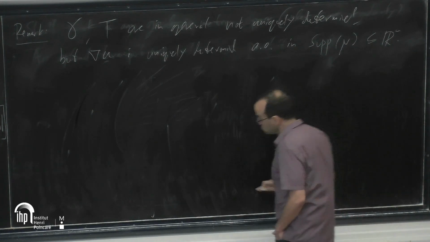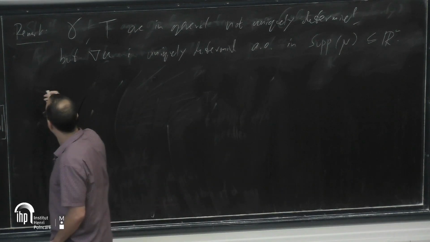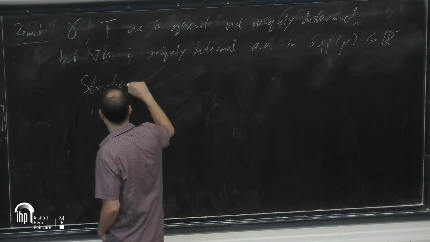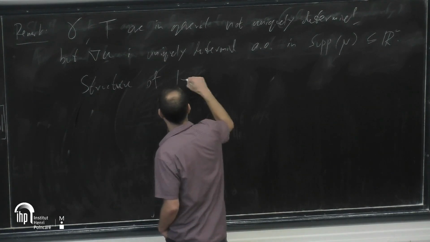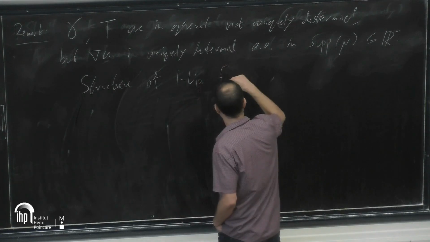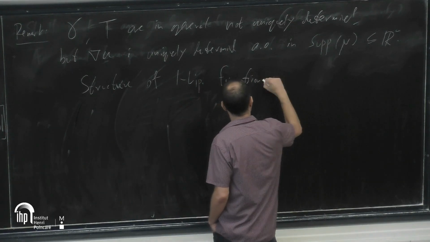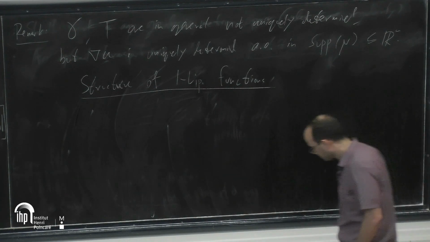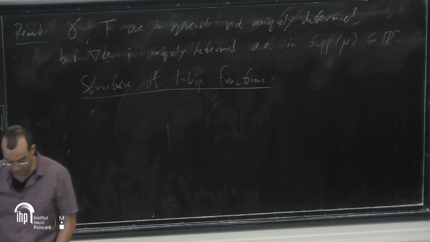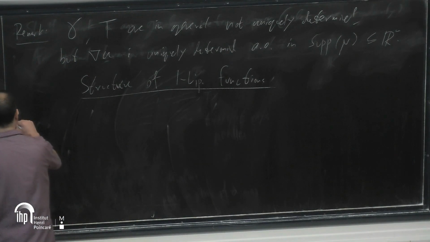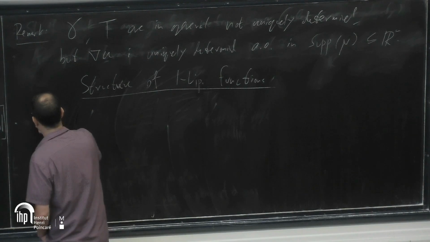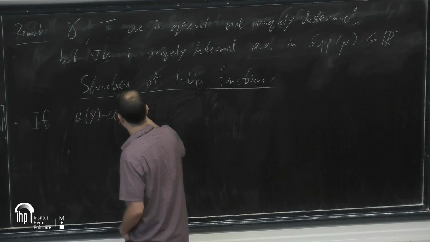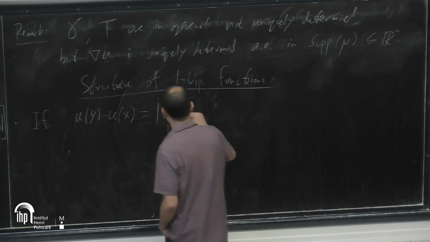OK, so we have this function u, and now I want to understand a bit more deeply how one-Lipschitz functions look like, in particular the u that occurs in this optimal transport. What we understand from this proof is that it's very important to look at segments such that u of y minus u of x equals |x - y|, the distance between them.